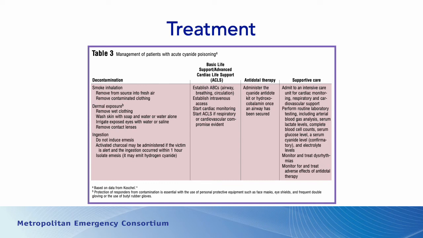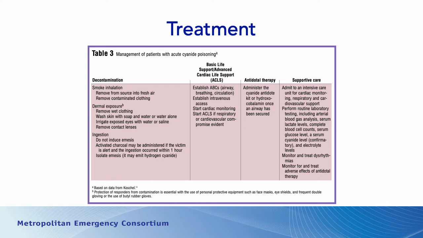And then ingestion. If you have a patient who is unresponsive and there's a bottle of cyanide-containing material next to them, do not do anything to induce emesis. If they start to vomit, isolate the material and protect yourself, because that emesis material can contain cyanide that can be a risk to you and your coworkers. So do not induce vomiting. If you have to place an airway, be careful, because if the patient starts vomiting on you while you're putting the airway in, you can inhale that cyanide and become ill yourself.